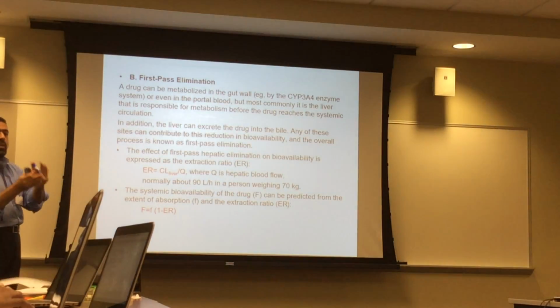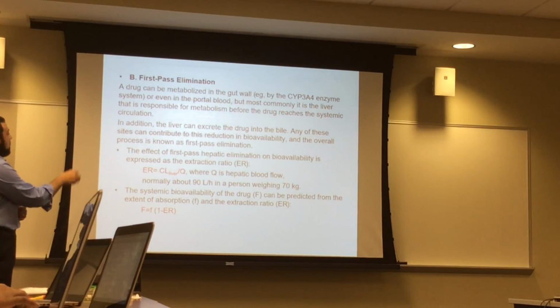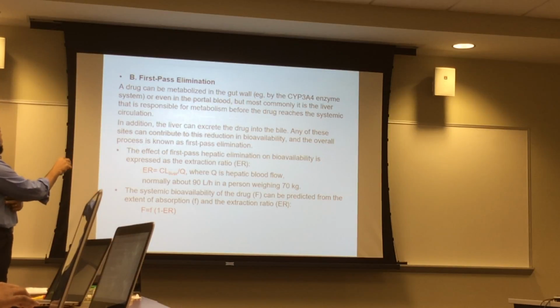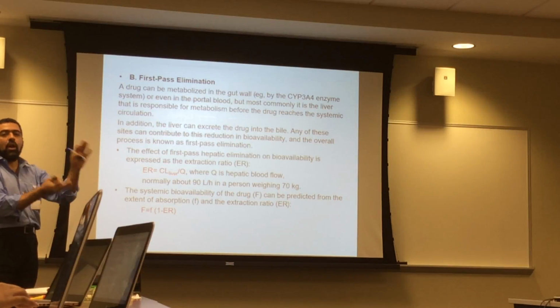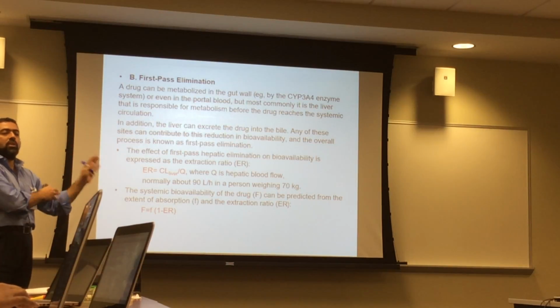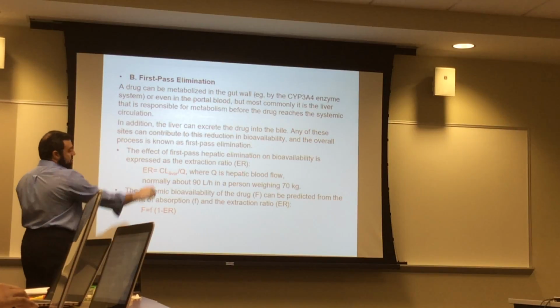So the second part that impacts how much of the drug gets mixed into circulation is first pass elimination. I will cover this part and then stop. First pass elimination means I sent 100 molecules to the liver, how much of them made it out of the liver to the rest of the circulation, which is known as extraction ratio.